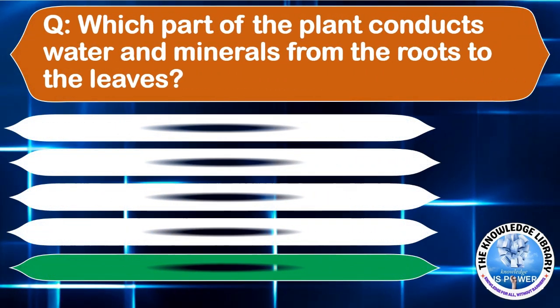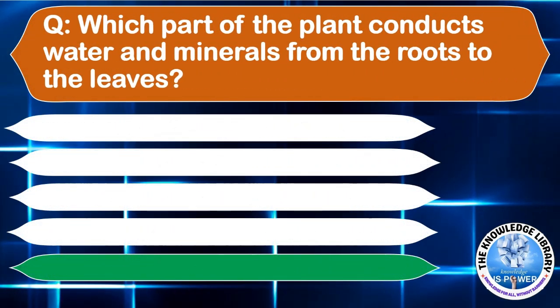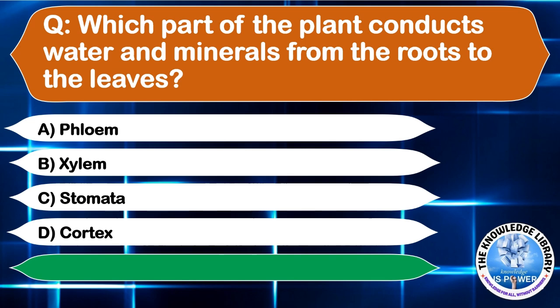Which part of the plant conducts water and minerals from the roots to the leaves? Option A, phloem. Option B, xylem. Option C, stomata. Or option D, cortex. The correct answer is option B, xylem. Moving to the next question.